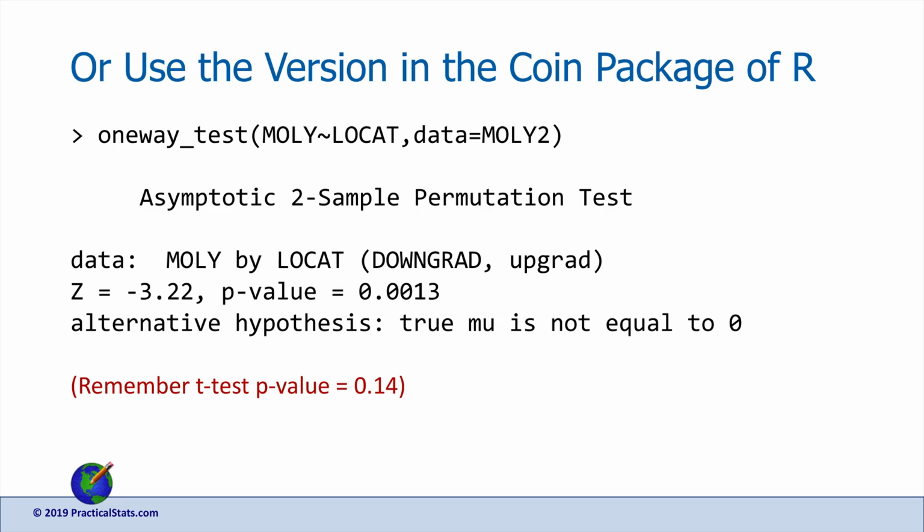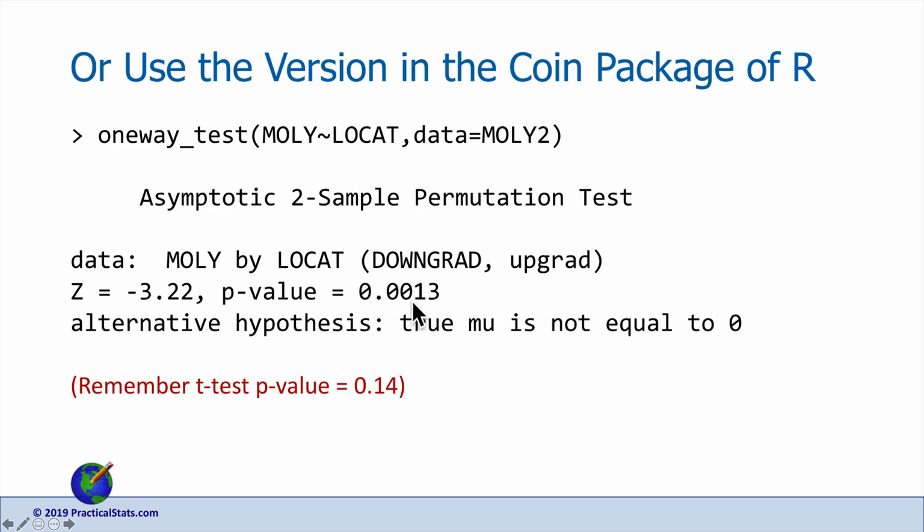A permutation test won't lose that power. Here's the official way in R, at least one of the ways of doing it. It's with the oneway_test command. It isn't any harder to type, and you see that it gets essentially the same result.